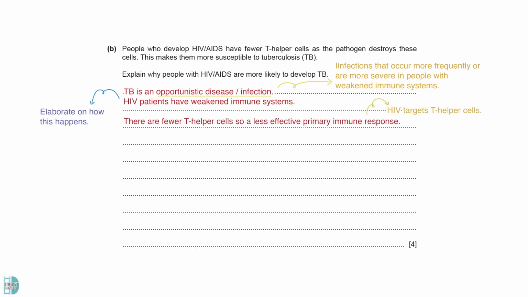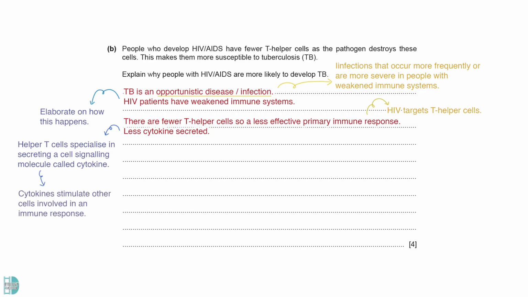The virus targets T helper cells. People living with HIV may have fewer T helper cells, hence a less effective primary immune response. Helper cells specialize in secreting a cell signaling molecule called cytokine. When their number decreases, less cytokines are secreted. Cytokines stimulate the immune system by signaling other cells. With less cytokine, fewer phagocytes are activated to perform a more vigorous phagocytosis.